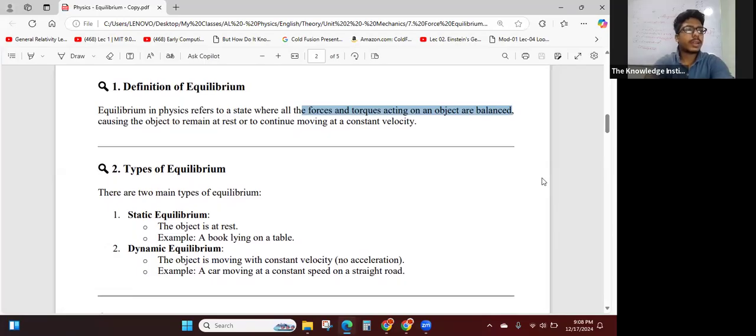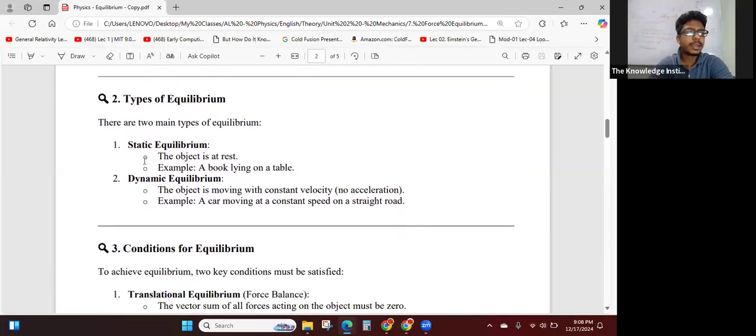Okay. And then types of equilibrium. There are two main types of equilibrium. One is static equilibrium and the other is dynamic equilibrium. Static equilibrium means the object remains stationary. It's not moving, it is stationary. Dynamic equilibrium is achieved when the velocity is constant. So in static equilibrium, the object is at rest.